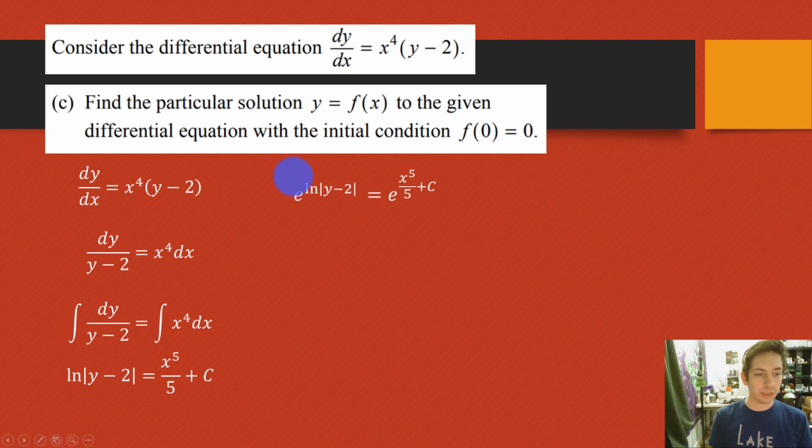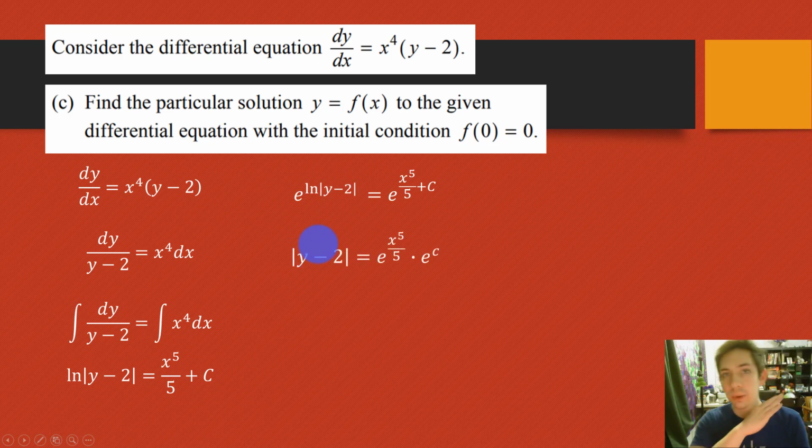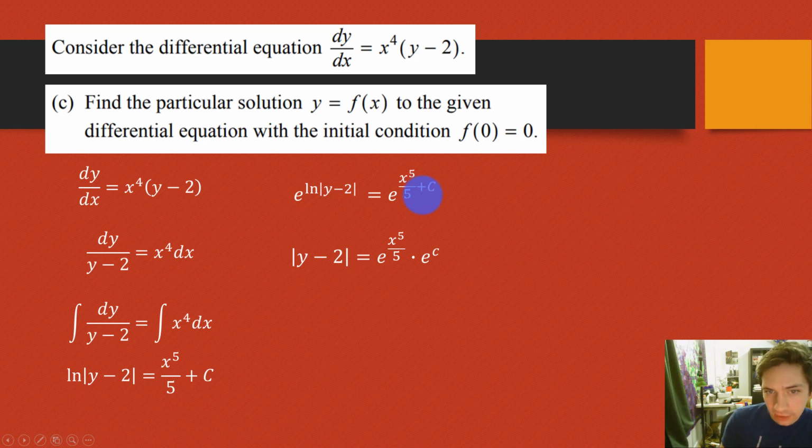Now we can exponentiate both sides. When we do that, there's something special that happens on the left and on the right. On the left, we're composing a function with its inverse, so we just get absolute value of y minus 2, which is something I keep forgetting to do in class, so you need to yell at me when I do that. I forget to include the absolute values. On the right side, we can rewrite this as e to the x to the 5th over 5 times e to the c. That plus c comes down as a multiply by e to the c.